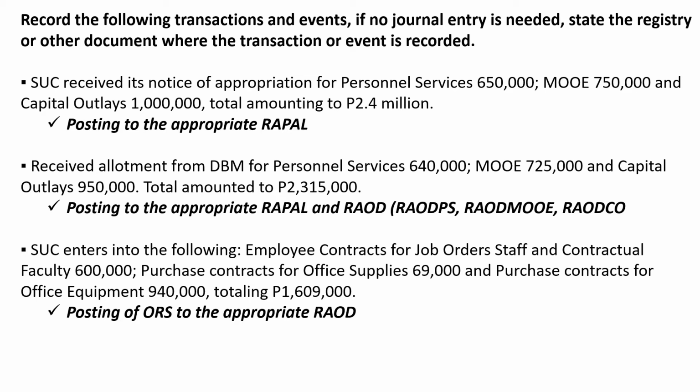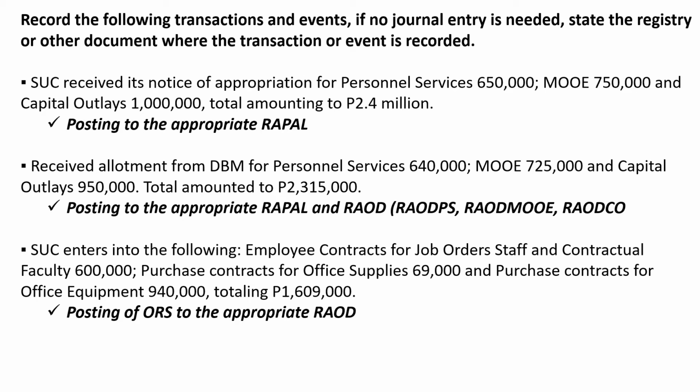Thus, in the ORS, there are signatories. So we have the signatories in our sample ORS, the head of the budgeting division and the head of the requesting office. So again, a separate obligation request and status should be prepared for each of the items. So again, with these obligations, we are not yet actually paying. So the obligations are recorded in the RAOD.